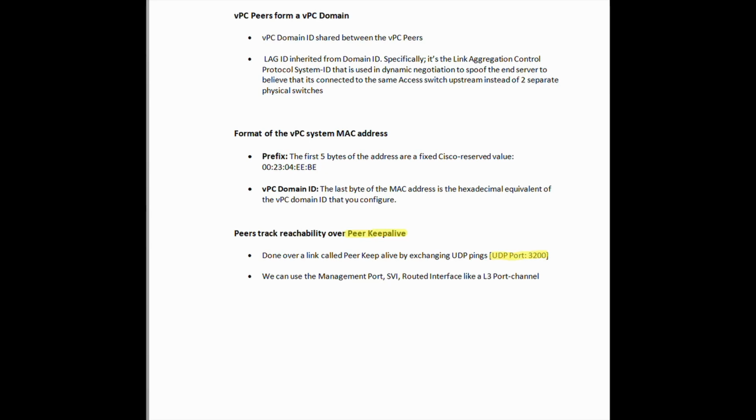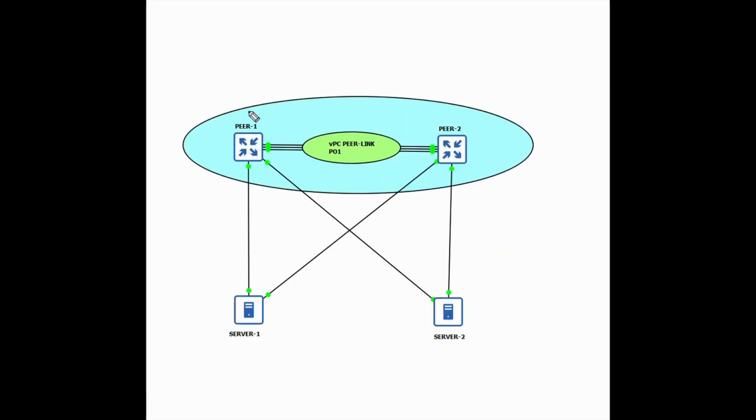And when it comes to VPC peer keep alive, we have multiple options. We can use the management port to carry the pings out of band. We can use a routed interface like a layer 3 port channel or an SVI. They don't even have to be on the same subnet as long as they can route to each other. And as long as the two peers can ping each other, that's the only requirement for the VPC peer keep alive link. And as far as our lab topology is concerned, we will be using management port 0 to send the UDP pings to each other.